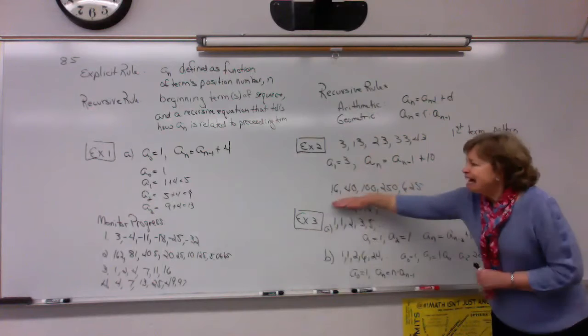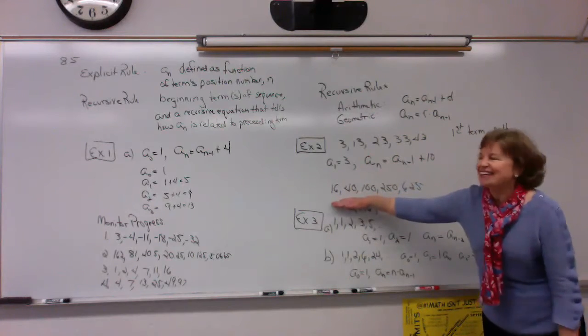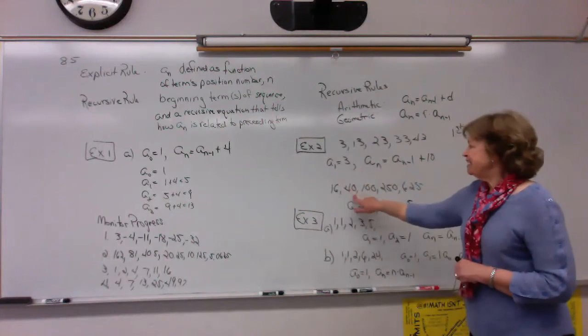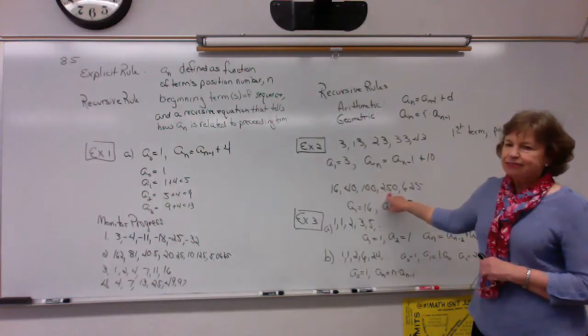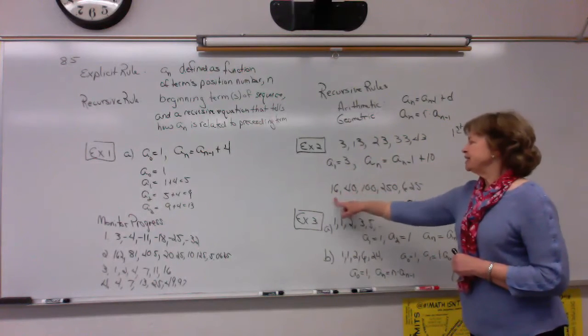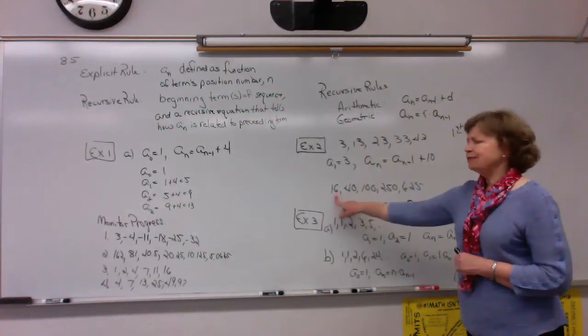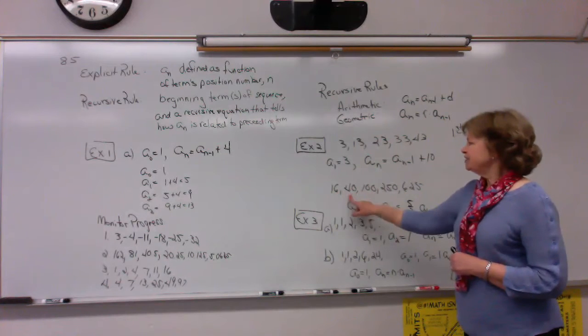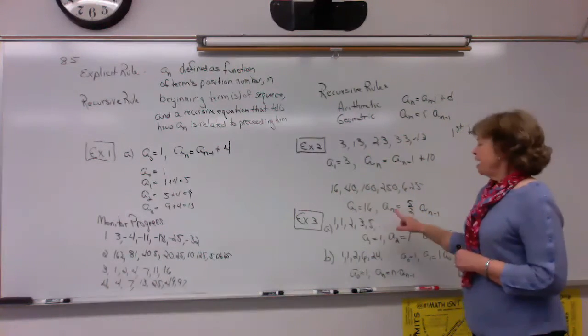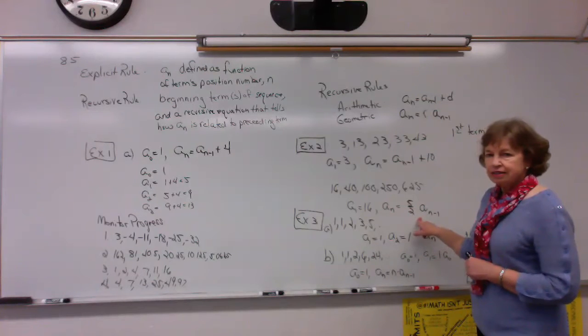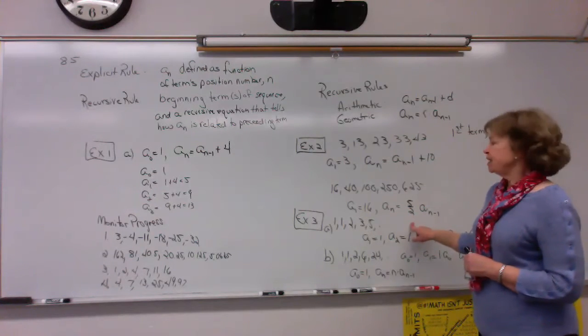For the second, the B part in that example, I'm starting with 16, 40, 100, 250. Well, I can tell there's not a common difference. But if we divide 40 divided by 16, 100 divided by 40, 250 divided by 100, I'm getting 5 halves, so they are related with a common ratio.